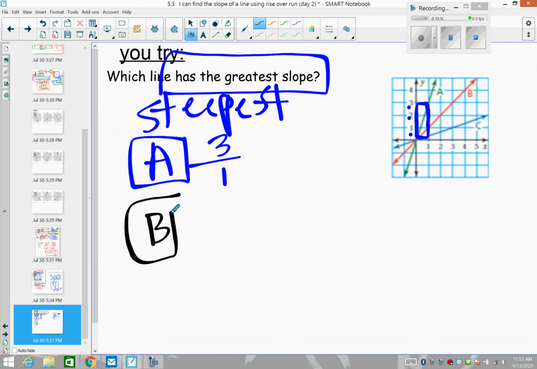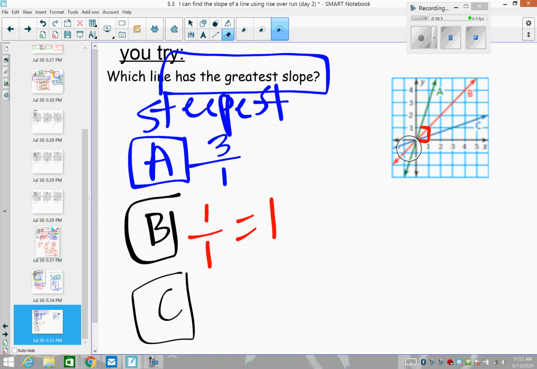B, if I take a look at B, I'm just proving that that is correct. Any of these data points would work. A little tiny rectangle there would be 1 over 1, so the slope is 1. And then C, I'm going to erase that. And C would be, there's a good data point right there, 1/3. So clearly, A is the greatest slope.